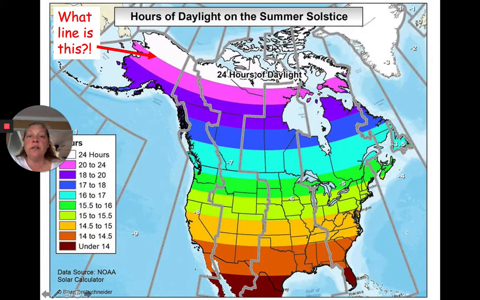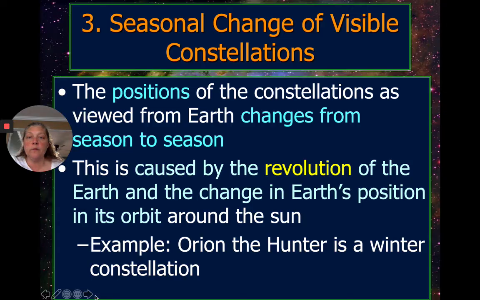24 hours of daylight up here. Purple would be 20 to 24 hours of daylight, and it decreases as you get towards the equator. What line separates some darkness from 24 hours of daylight up here? What line is that? It's the Arctic Circle, and that's 66.5 degrees north. All right, so that's the wrap of the seasons. That's number 2 on the list of phenomena created by Earth's revolution.